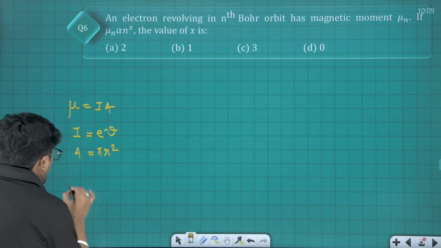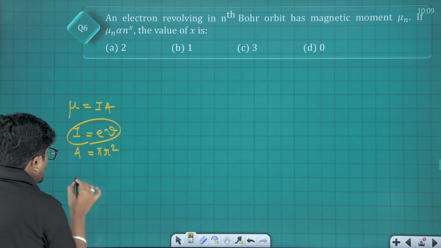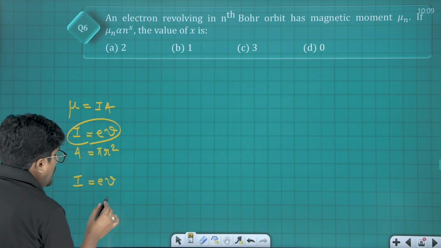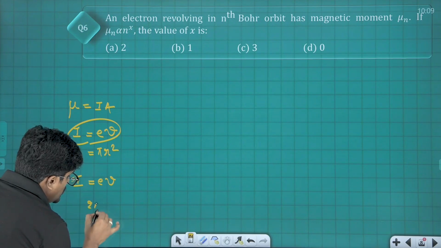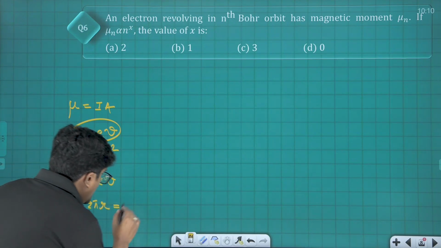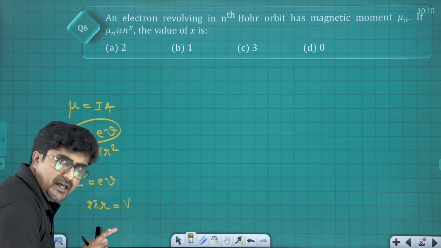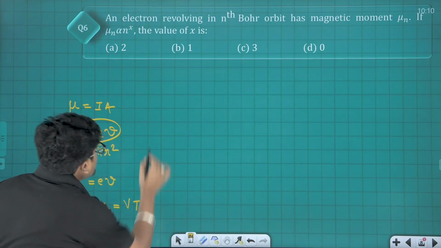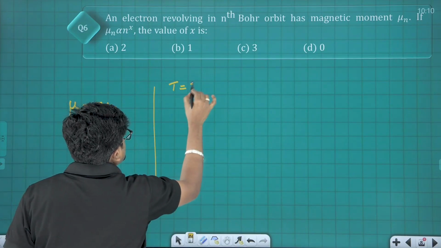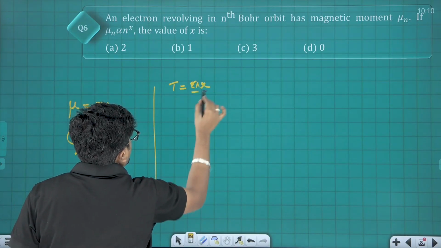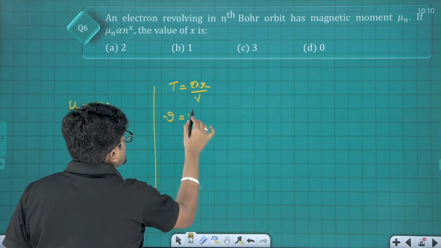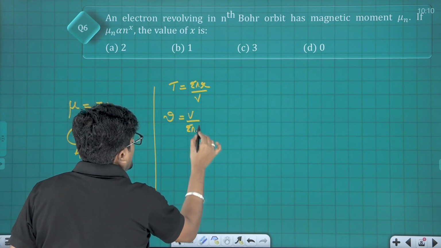Now if I want to calculate the value of I, I is equal to e into nu, that we already told. Now for a circular path, 2 pi r, that means the perimeter, is equal to the orbital speed v into time period T. From here, time period T is equal to 2 pi r upon v, or I can say frequency nu is equal to v upon 2 pi r.